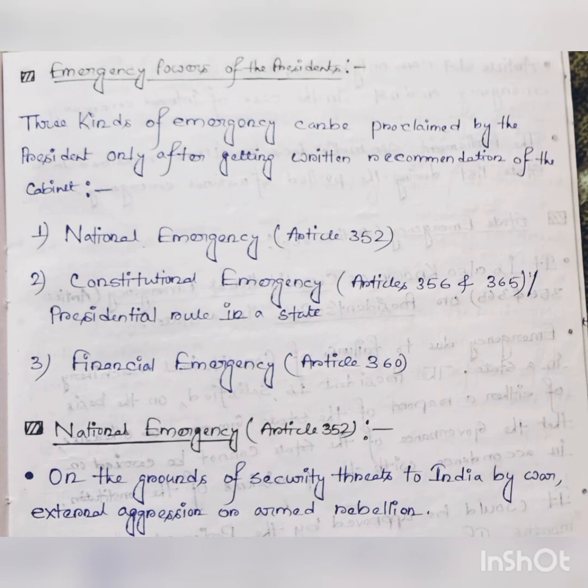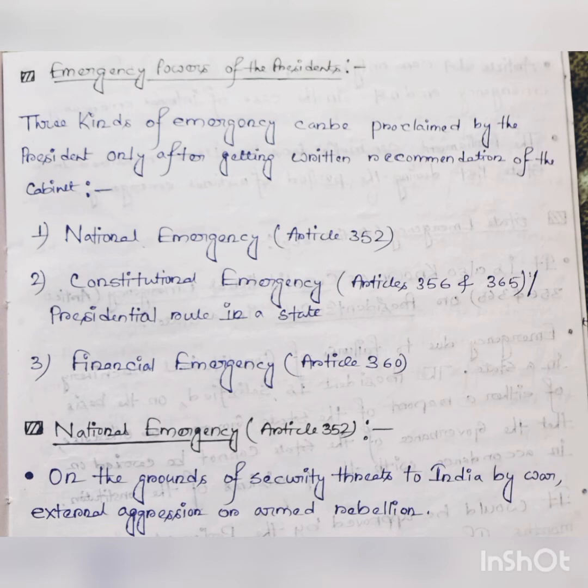Presidential rule in a state, or state emergency. The articles dealing with it are 356 and Article 365. Number 3, financial emergency, and the article dealing with it is 360. First, national emergency, Article 352.